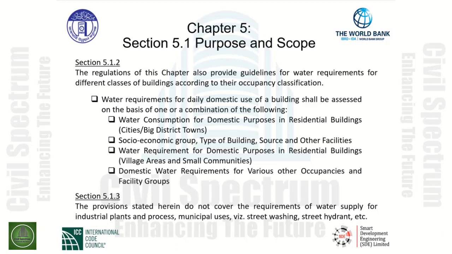Domestic water requirements for various and other occupancies and facility groups. Now, section 5.1.3 gives us the requirement for the provisions stated herein do not cover the requirements of water supply for industrial plants and processes, municipal uses, street washing, street hydrant, etc. So again, the water requirements are not covered for those specific operations and functions and buildings as well.